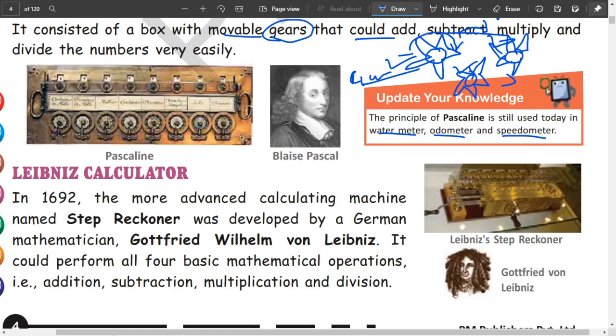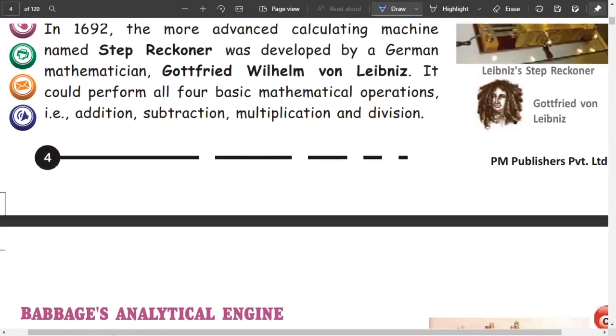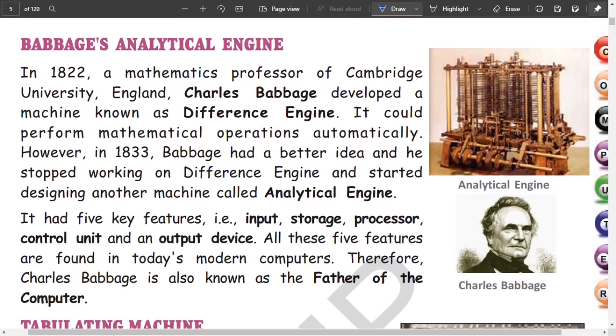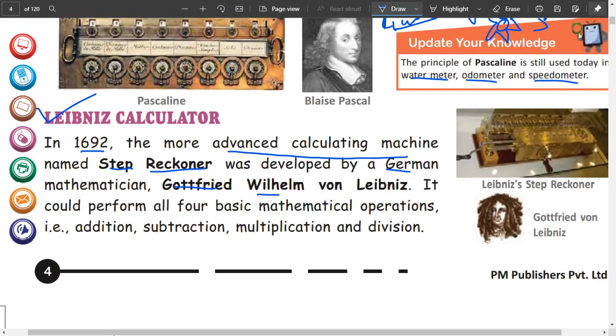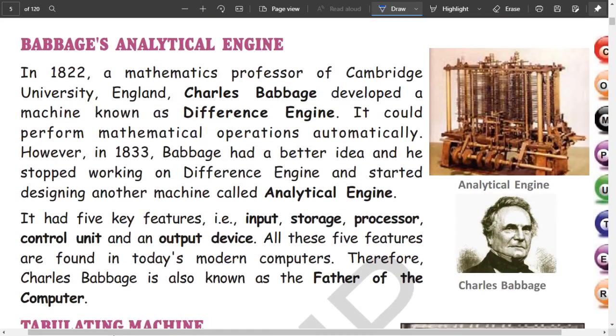Okay, so I think for today it's sufficient because it has been about 10 minutes of recording the lecture, and from next class we will study from here, the Leibniz calculator. Okay, let us complete this Leibniz calculator also. In 1962, the more advanced calculating machine named Step Reckoner was developed by a German mathematician, Gottfried Wilhelm von Leibniz. It could perform all the four basic mathematical operations. So this was another machine that was able to add, subtract, multiply and divide.